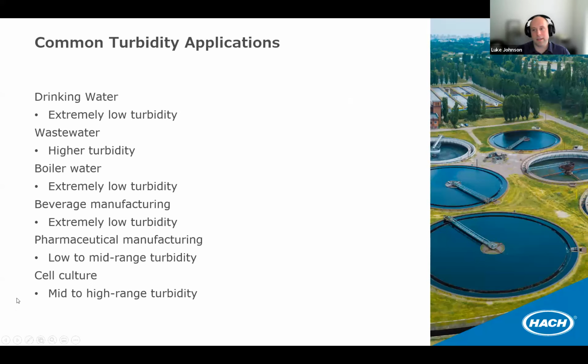Some common turbidity applications. The big one, the history of turbidity, the main driver in turbidity development and measurement is drinking water. Drinking water analysis is very important. Obviously, like I mentioned, you don't want to be able to see anything in your drinking water, but even the things that you can't see can make you sick.